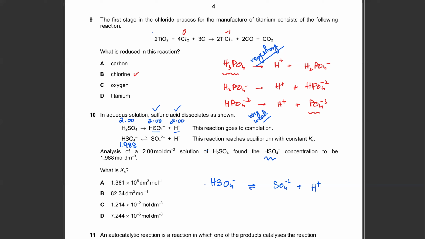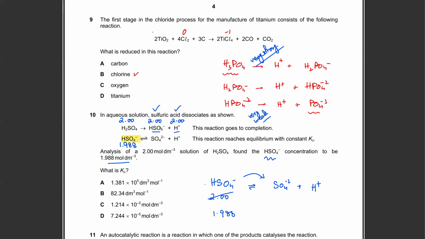So the initial concentration was what? After the first reaction, that was 2 mole per dm cube, right? But then he says that the concentration is not 2 mole per dm cube, it's actually 1.988. So that means this sulfuric acid, this hydrogen sulfate ion, some of it dissociated as well. So that 2 mole per dm cube, which was produced in the first reaction, a tiny bit dissociated.